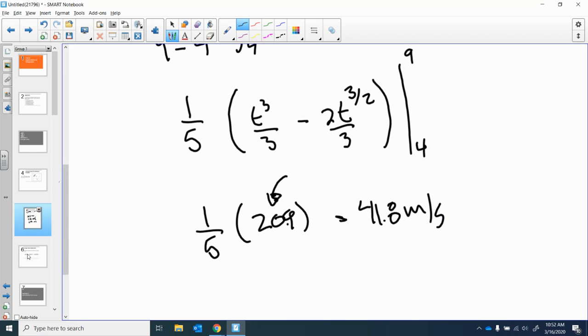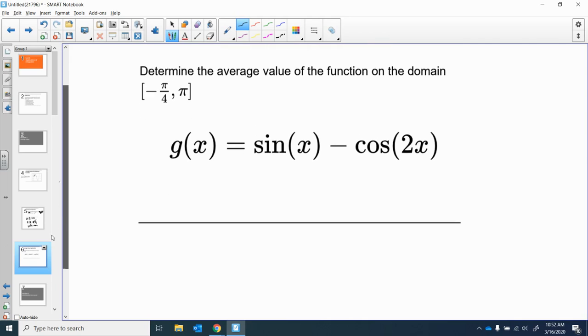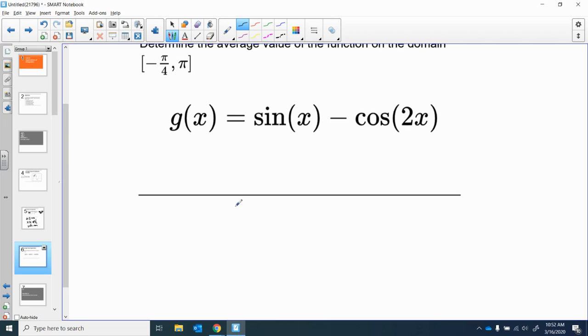Now, I'm just going to pop off another example here. I would encourage you to just pause the video, try it yourself, check with a calculator if you want, and then if you don't get the answer, come and watch this video and see where we go. So I'm going to figure out the average value from negative pi over 4 to pi, given g of x is equal to sine x minus cosine 2x.